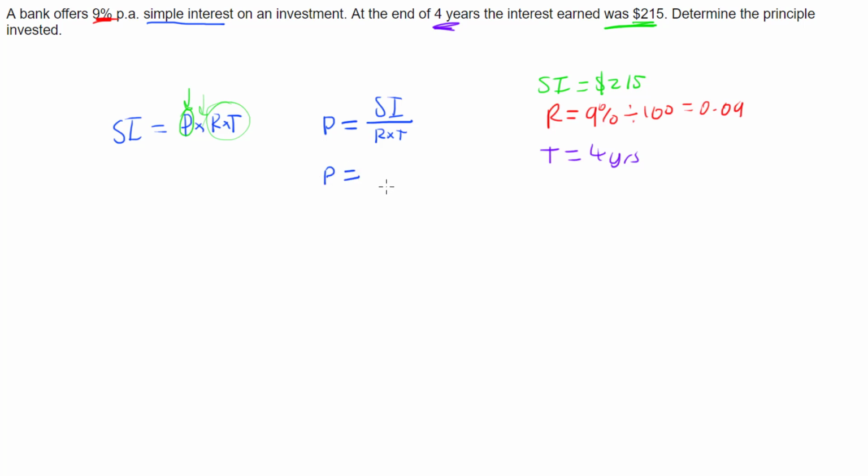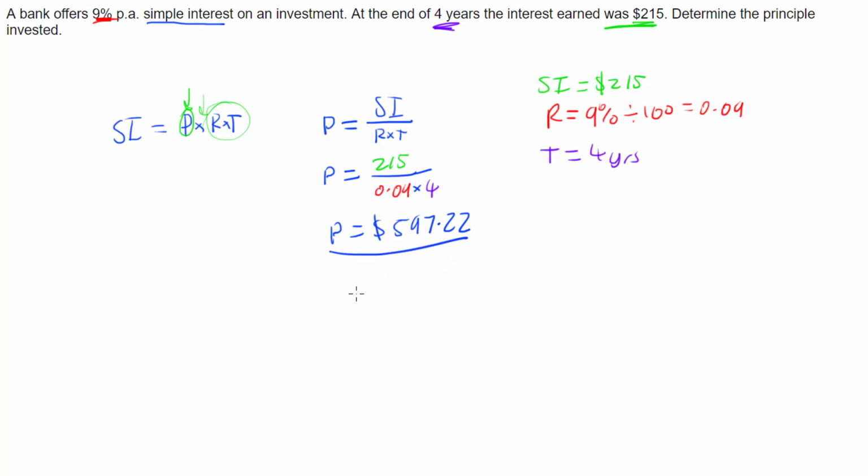So now let's put that information into our rule. Our principal is going to be our simple interest of $215, divided by our rate of 0.09 multiplied by our time of 4 years. Put that into our calculator, and we find out that our principal for this investment, how much we initially invested, was $597.22.